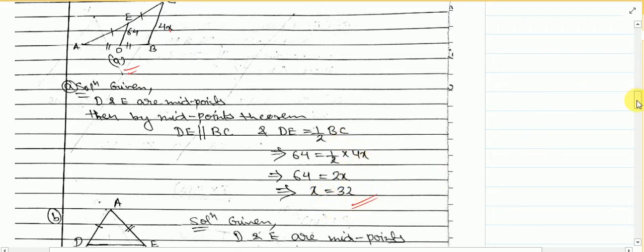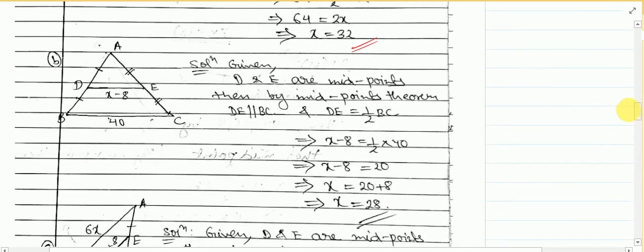Then B, you draw the figure. You will label it as it is labeled over here, and then you write given D and E are the midpoints. Since D and E are the midpoints, then by midpoint theorem, DE will be parallel to BC, and DE will be half of BC. Substitute the values, simplify, and you get x equal to 28.